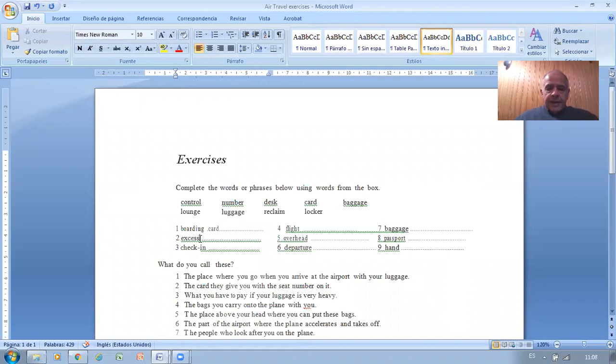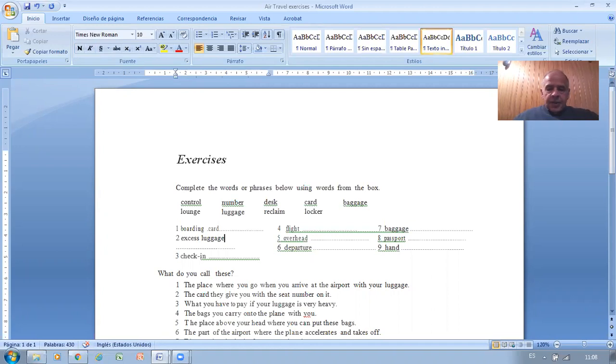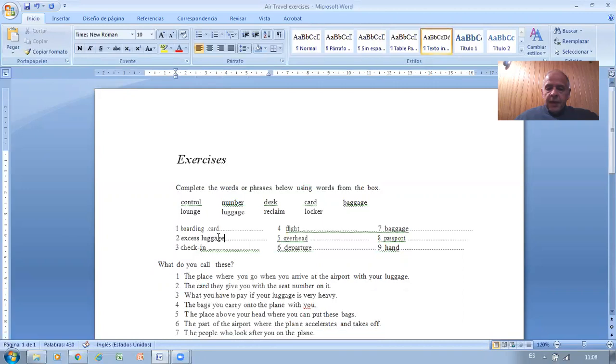Then you have excess. Excess is with luggage. Excess luggage is the one that you pay when you have over 23 kilos. You can take in your luggage or in your suitcases 23 kilos, right? So when you are over that number of kilos, you have to pay excess luggage.